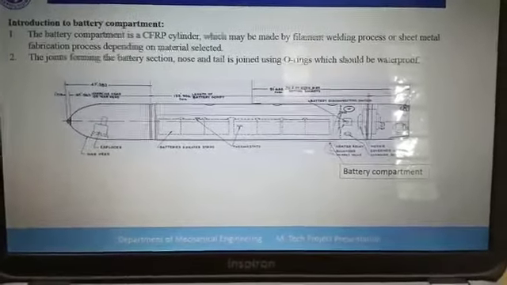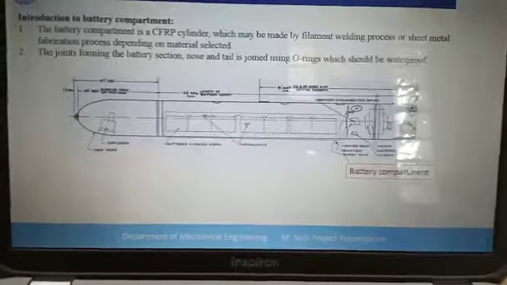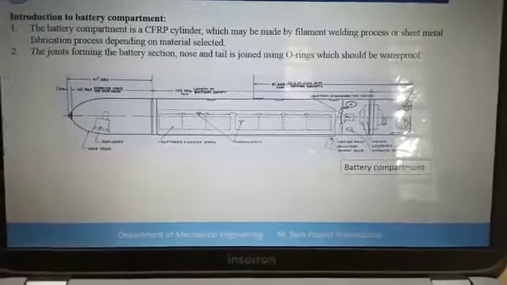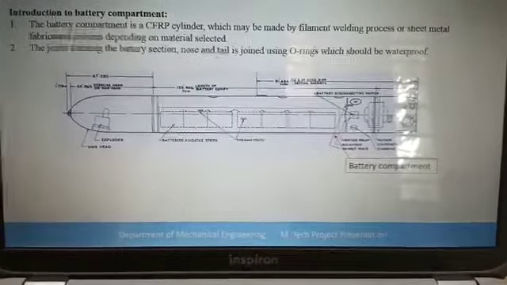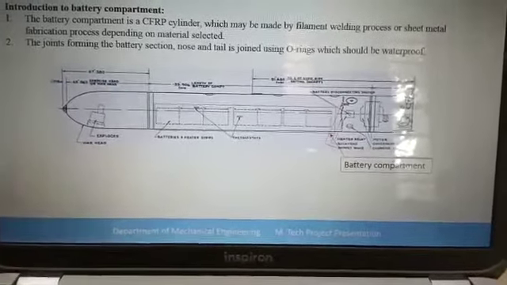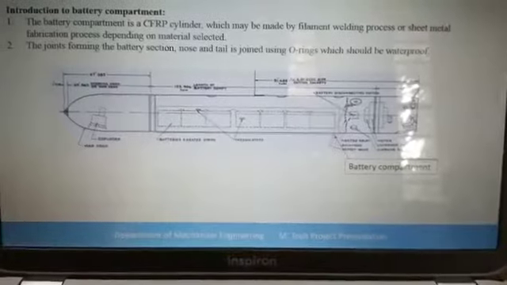So the work I did in this project was based on the battery compartment which lies in the center of the torpedo, which is as shown here.